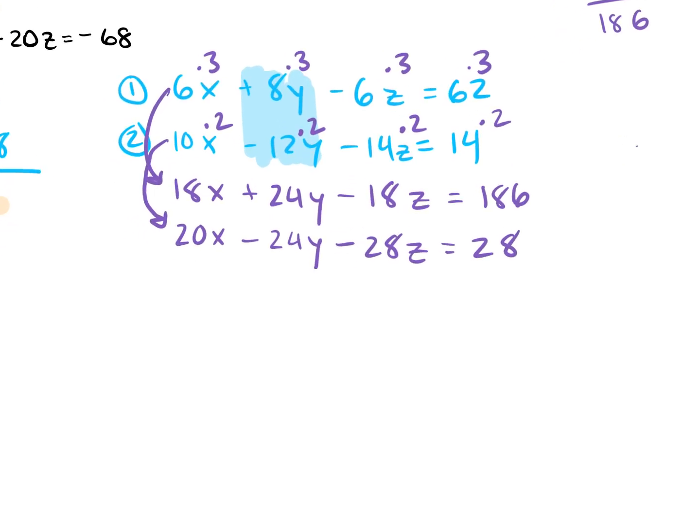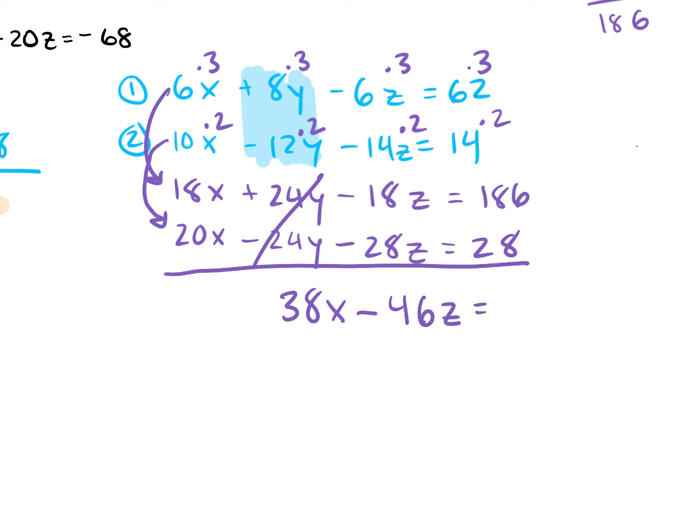So now will my y's cancel? Yes. So let's combine our like terms. 18x plus 20x would be 38x. Negative 18z minus 28z is what? Negative 46z. And then 186 plus 28.